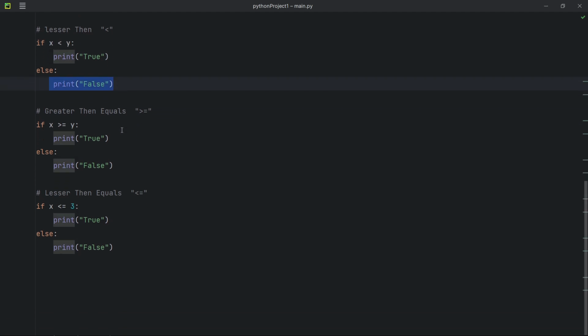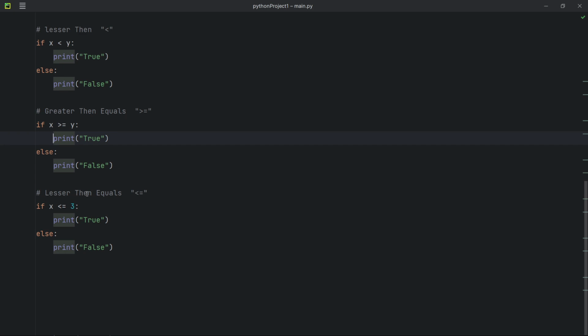Now similarly we have the greater than equals operator. Now greater than equals operator is a combination of greater and equals, and if any of the conditions becomes true, the ultimate answer will also become true. So we can see that 3 is greater than 2, but 3 is not equal to 2. But as 3 is greater than 2, we will get true because one of the conditions becomes true, right?